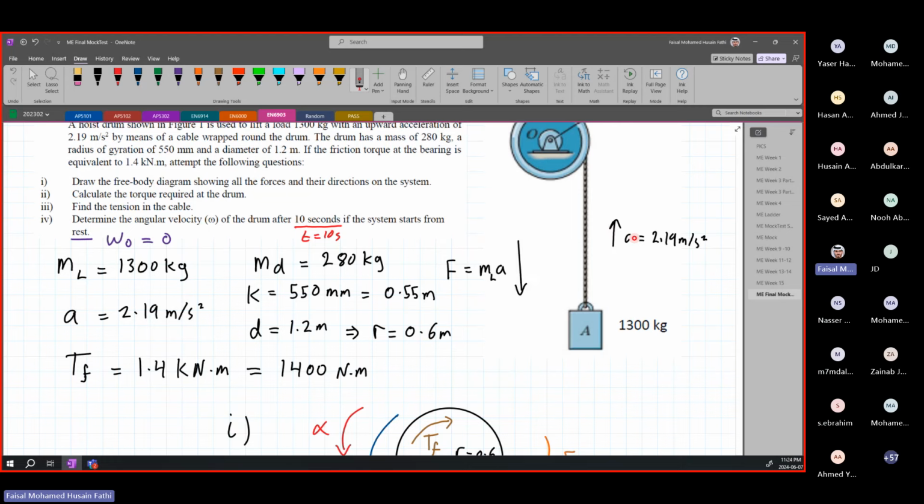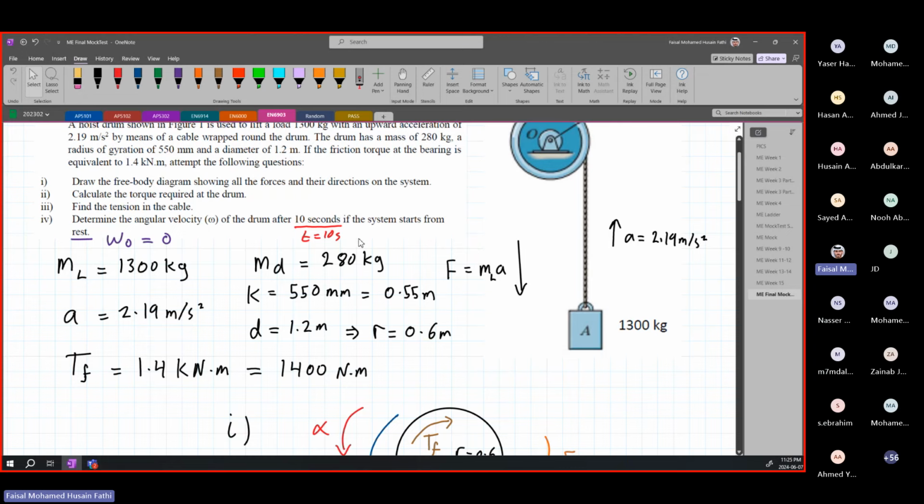Then we were given the friction, so we have friction for torque. We also have been given the mass of the drum, we have been given the radius of gyration. The point of the mass of the drum and radius of gyration is just to find your inertia. That's the only point of them in the question. You will not use them for anything else. All right. Then you're given the diameter of the drum. معناته you should find your radius because you're going to be using your radius, not your diameter in solving.